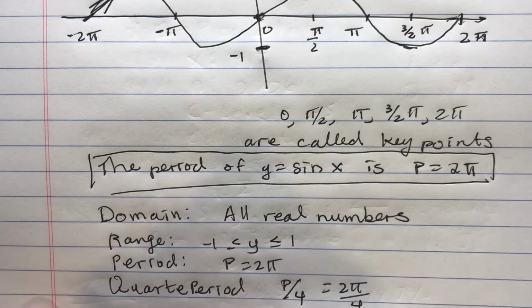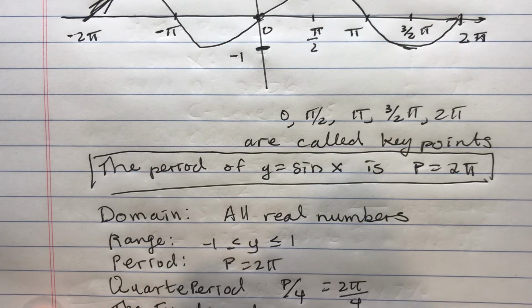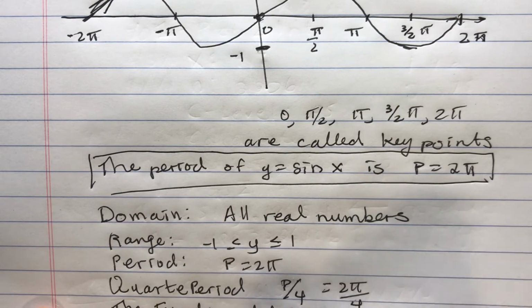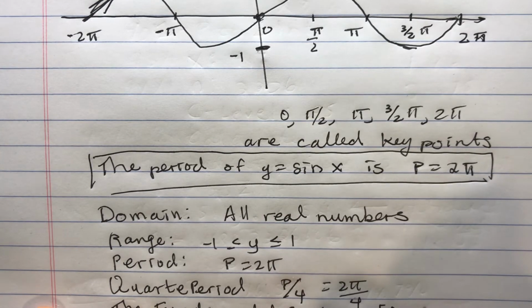And then there's this word called a fundamental cycle. That's between 0 and 2 pi.